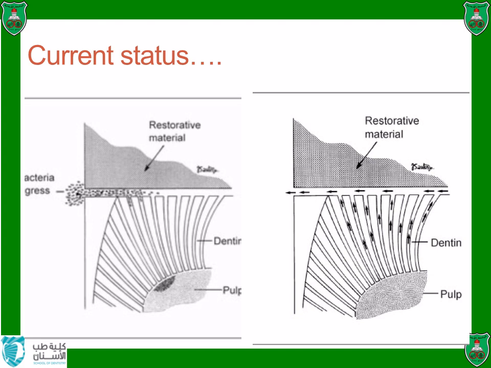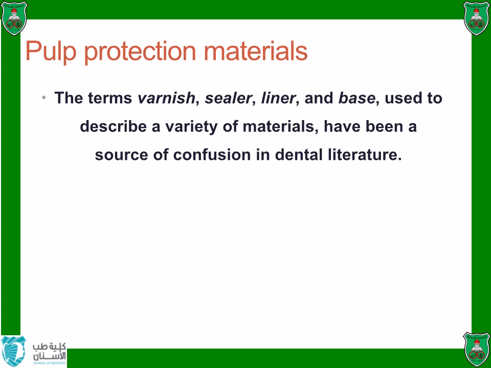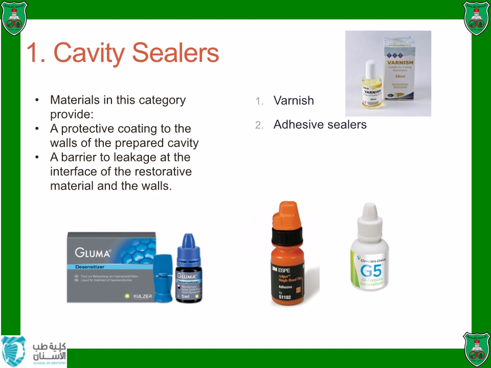Now let's move on to speak about the type of material that we will use to seal the open dentinal tubules. We have different liners and bases. In the literature, we have some source of confusion about those materials. We have different terms: varnishes, sealers, liners, and bases. So we will try to minimize the confusion in this lecture, inshallah. Let's speak first about cavity sealers.